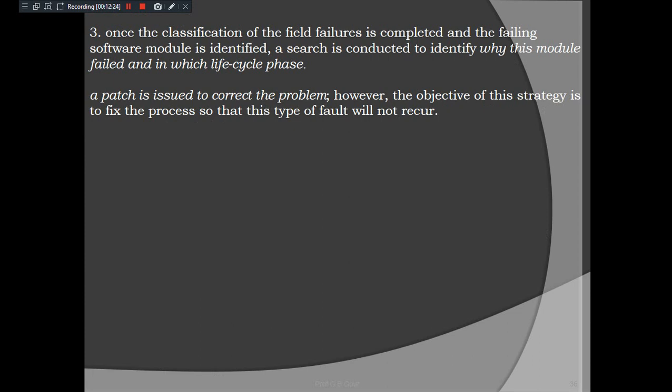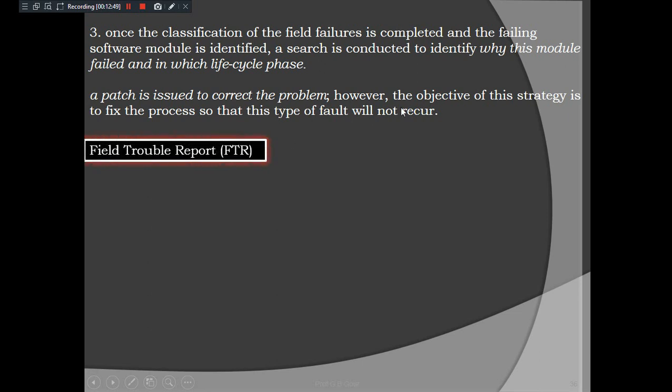Then they will go for the particular module in which this software is going to work. Then they will also identify why this module has stopped working or failed to work, and in which phase of the life cycle it failed. So the patch is issued to correct the problem, but the objective of this strategy is to fix the process so that this type of fault will not occur once again.